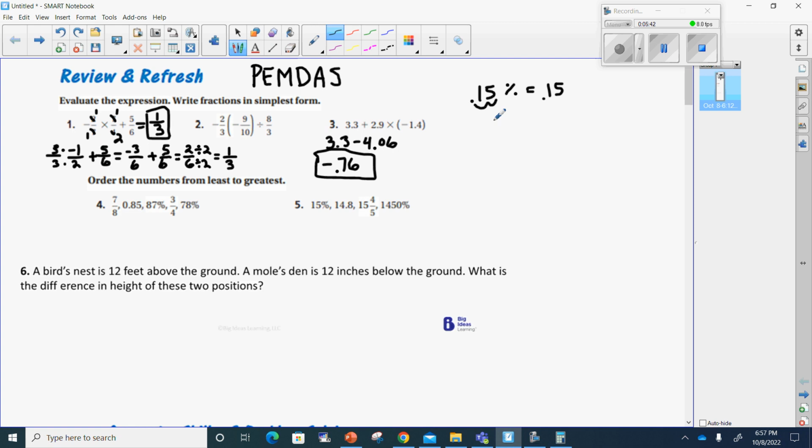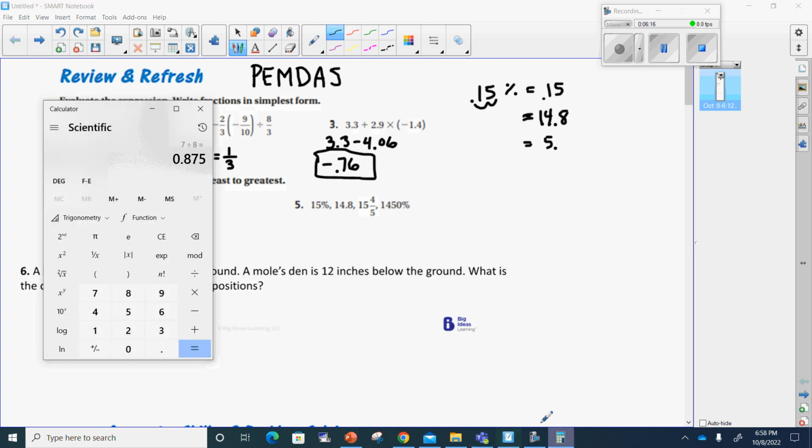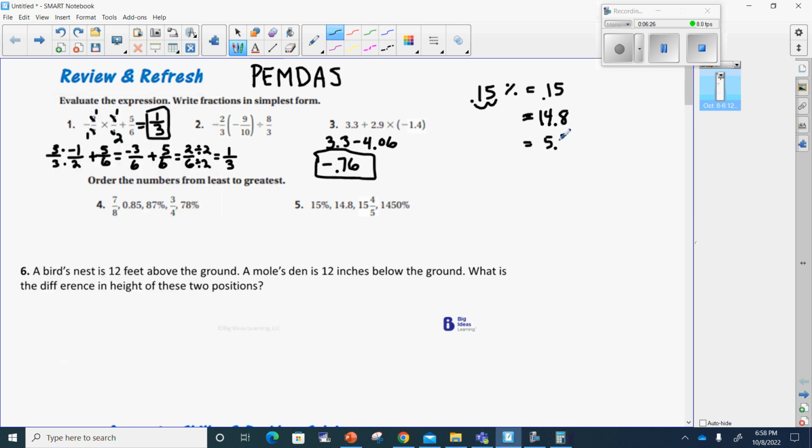I have 14.8 already as a decimal. Okay, so I don't need to do anything with that. Next, I have 5 and 4/5. So I can remember that my number is going to start with 5. I got to find out what the 4/5 is for my decimal. 4/5 is 4 divided by 5. So I can come over here and take 4 divided by 5. That's going to give me 0.8. So this would be 5.8.